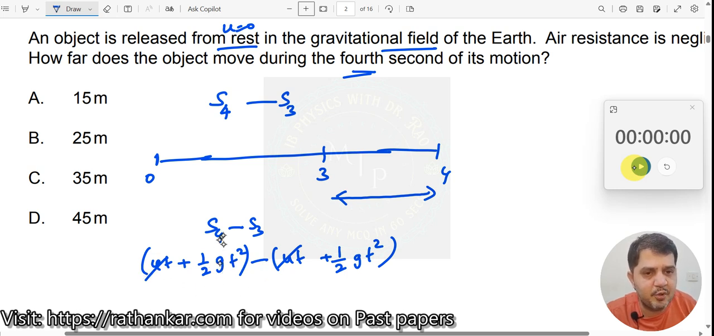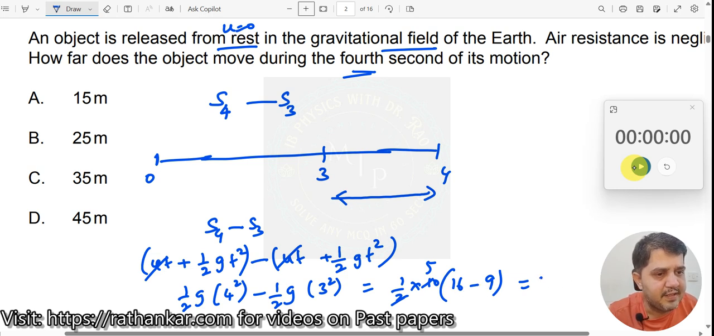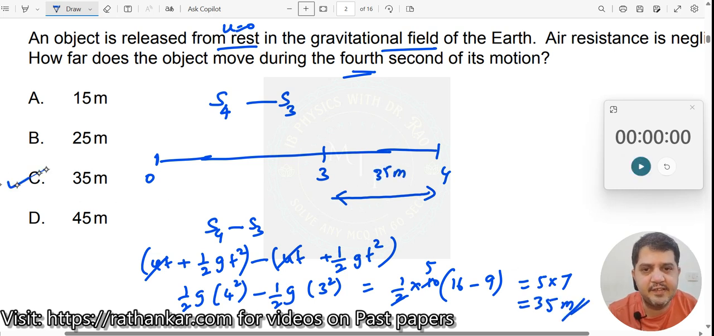And then here I am going to substitute t equal to 4. So this should be half g into 4 square minus half g into 3 square. So how much will this be? This will be half into 10 into 4 square, which is 16, minus 3 square, which is 9. Taking half g common, 16 minus 9 is 7. So 5 into 7 is equal to 35 meters. So this distance should be 35 meters. So the answer is C over here.